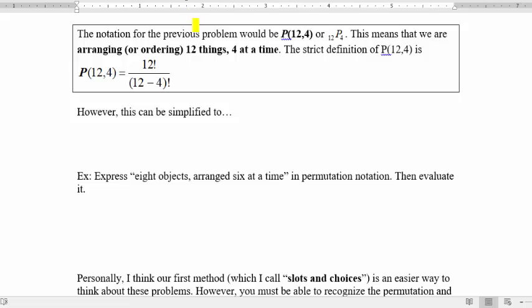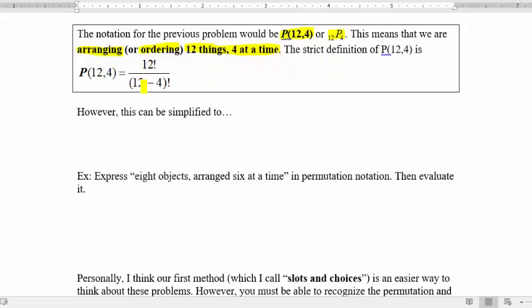Because remember how I had said just before, I can think of that as arranging 12 things 4 at a time, right? So I'm taking 12 things and arranging them, but only 4 at a time. Ordering or arranging 12 things 4 at a time, you could write that as P and then in parentheses 12 comma 4, or the way it's normally written, more likely, is this 12P4.